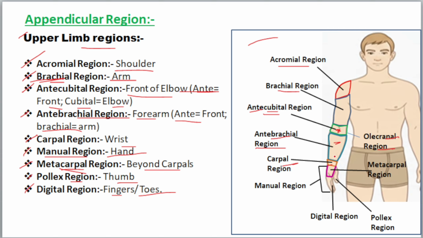Wrist portion is called the carpal region, and the portion that is present beyond the carpal is called the metacarpal region. This hand portion is called the manual region. Finger portion is called the digital region, and the thumb is called the pollex region.